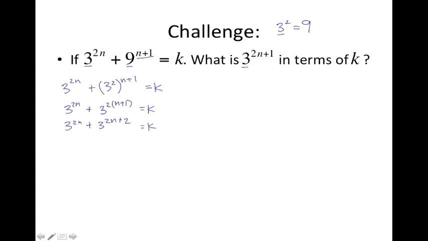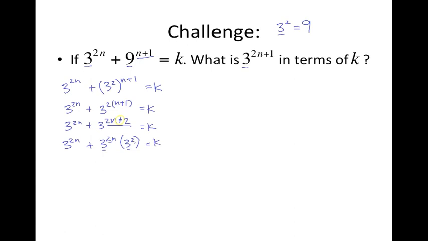But what else do we know about this kind of exponent? Well, we know in order to get an addition sign up there, we have to multiply something with the same base. So I can say 3 to the 2n, we're still leaving that alone, plus 3 to the 2n times 3 squared. Because remember, when we're multiplying something with the same base, we have to add the exponents. That's still going to be equal to k.